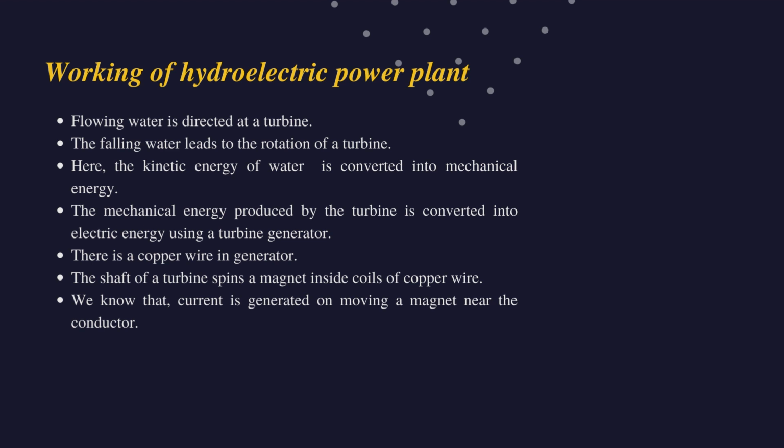We all know that a generator is a good conductor of electricity, thus it has copper wire. We know that current is generated on moving a magnet near a conductor. With the help of a similar principle, the shaft of a turbine spins a magnet inside coils of copper wire, and thus the electrical energy is generated at the generator.